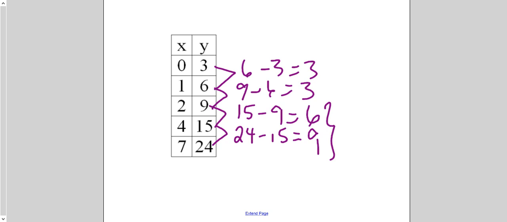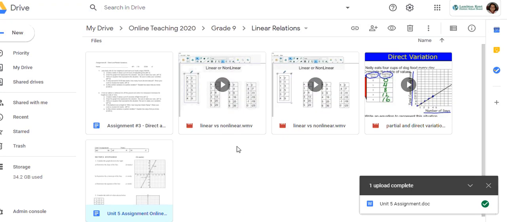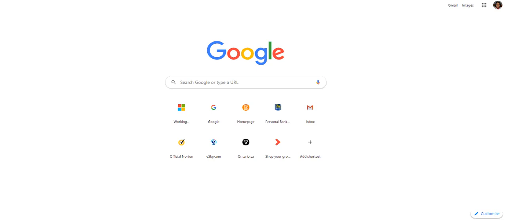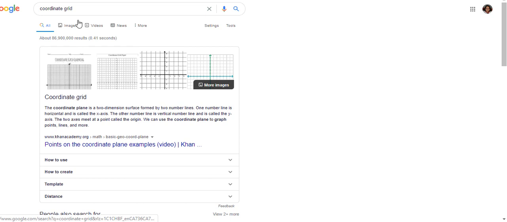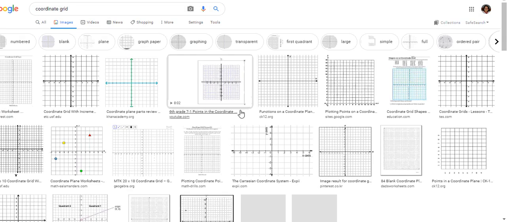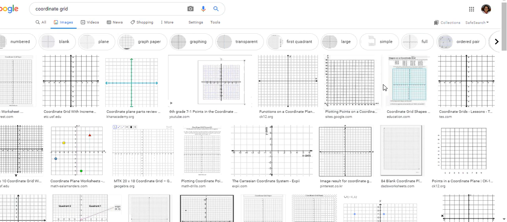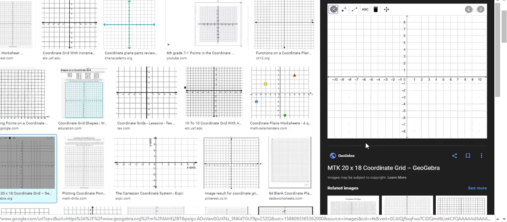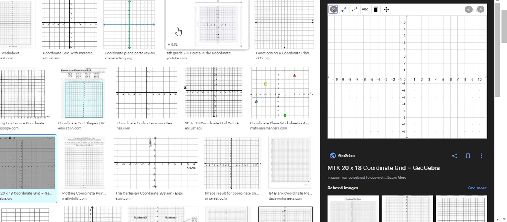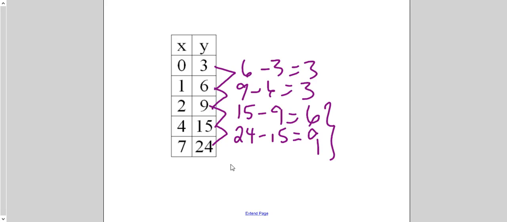So let me pull up a grid for you. Let's say coordinate grid, and go to images. If you ever need a graph, this is a great way of getting one. Just type in coordinate grid, and then you can pick whichever one you like. So I think I like this one. I'm going to copy the image, go back to my Smart Notebook file, and paste this on.